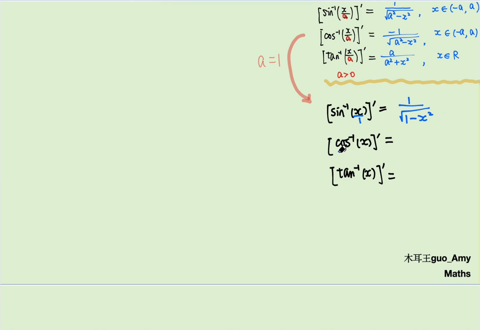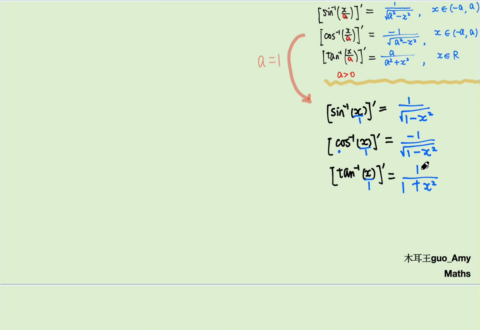And for the second one, we have inverse cosine. Then we will have negative 1 over root, where the fraction is x over 1, so we will have 1 minus x squared. For inverse tangent, we will have 1 over 1 plus, where the fraction is x over 1, so 1 squared plus x squared.